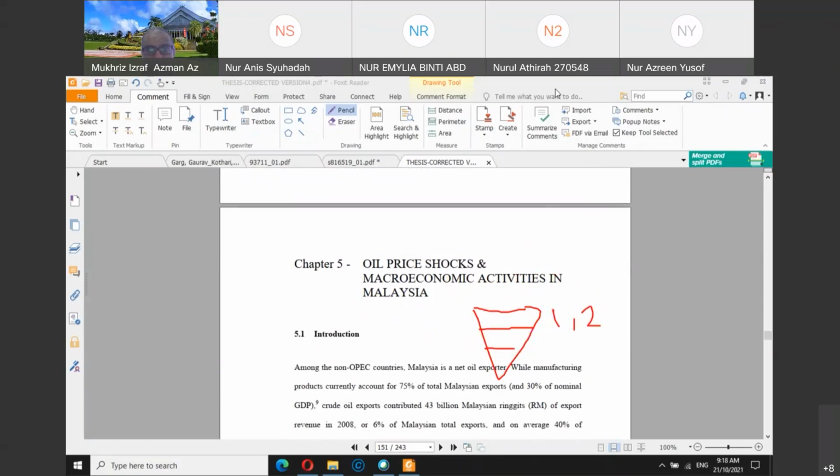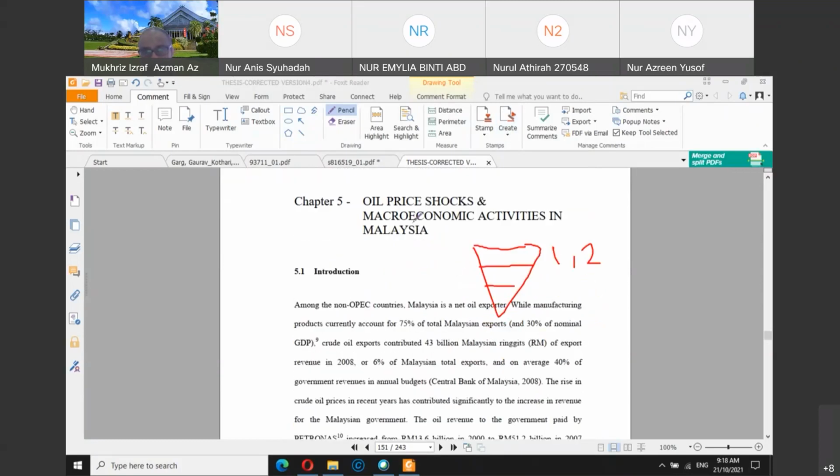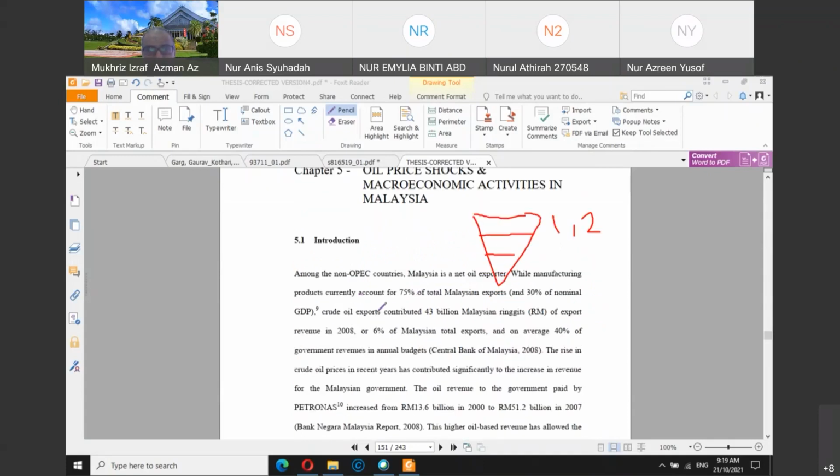So if you look at my own project here, my project is on the oil price shocks and macroeconomic activities in Malaysia. So basically, what this project is about is looking at the impact of oil price increase.